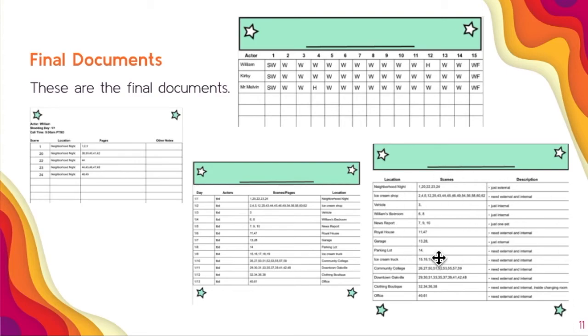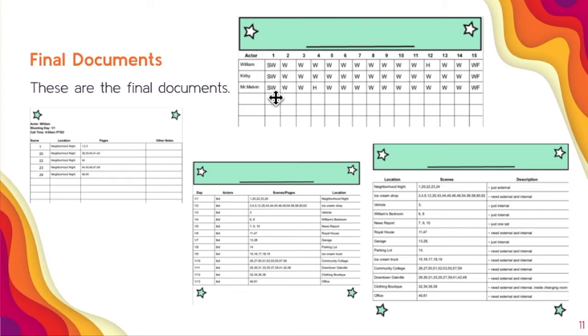Right here is a location sheet, and you can see I broke down all of the locations in the screenplay, and then I broke down which scenes were in each of those locations. And I have files with the original documents without any of the writing in it too. And then I have a description of what you might need at the location, or anything important from the screenplay that is mentioned that you need at the location.